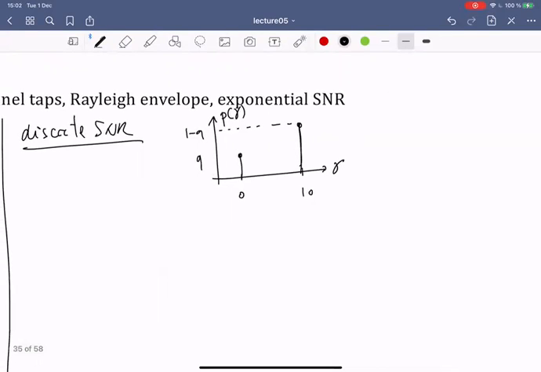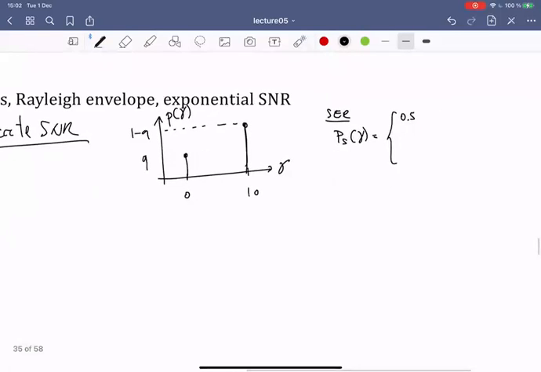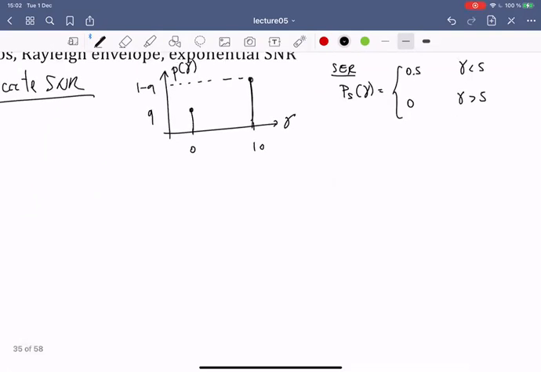And then the error probability, the symbol error rate, is as follows. PS of gamma is equal to 0.5 when gamma is less than 5, and 0 when gamma is greater than 5, just as an example. Now the question is, what is the average error probability, PS bar?